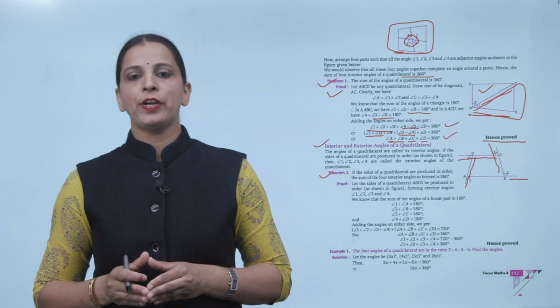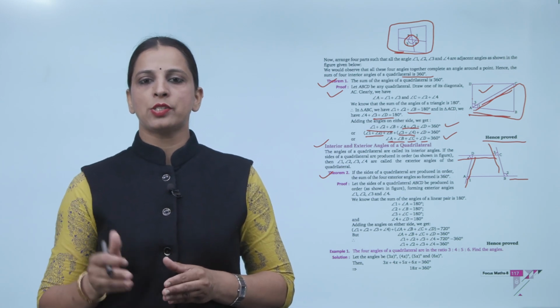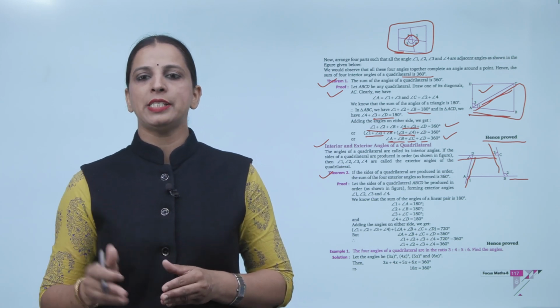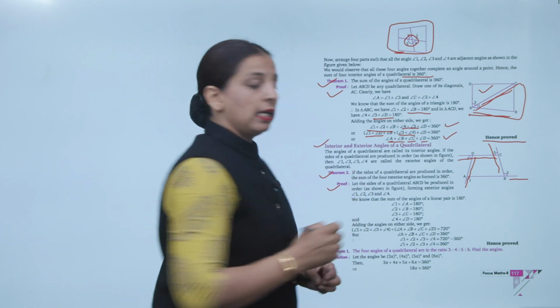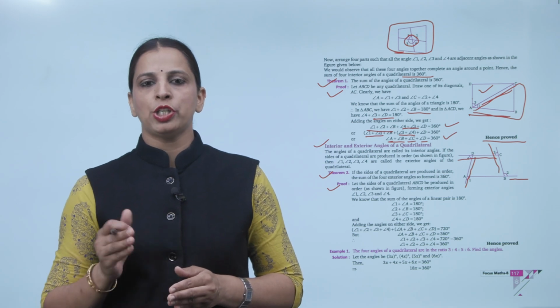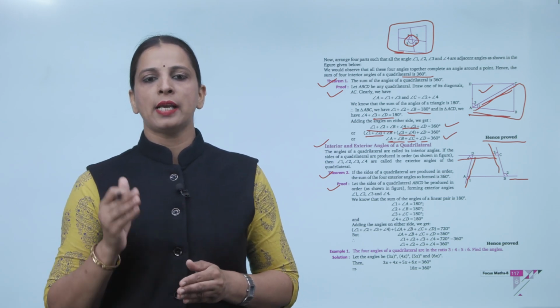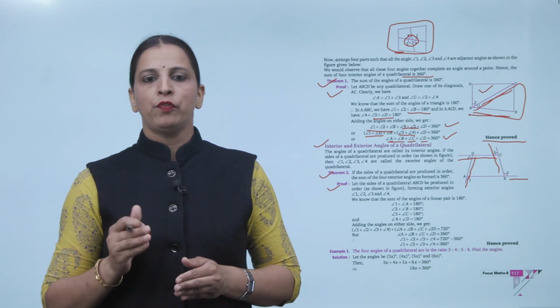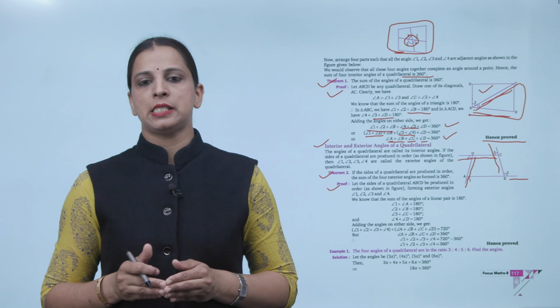If the sides of a quadrilateral are produced in order, the sum of the four exterior angles so formed is 360 degree. Proof करते हैं. Let the sides of a quadrilateral ABCD be produced in order as shown in figure, forming exterior angles angle 1, angle 2, angle 3 and angle 4.